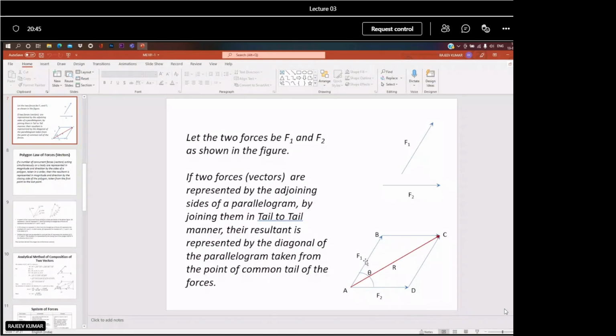With Lami's theorem, you just put the force F1 over the sine of the angle between the remaining two forces. Three forces are there, F1, F2, R. If you take F1, the remaining two forces will be F2 and R. If you take R, the remaining two forces are F2 and F1. So whatever force you put in the numerator, F1, R or F2, the denominator is the sine of the angle between the remaining two forces. This is Lami's theorem. In this way you can calculate whatever the inclination is.